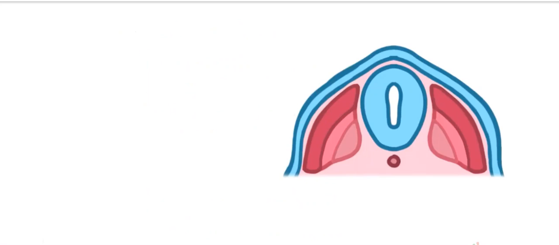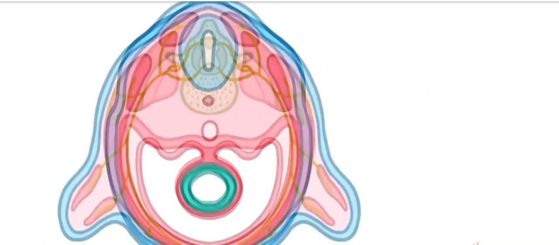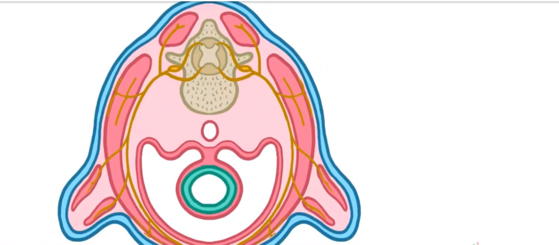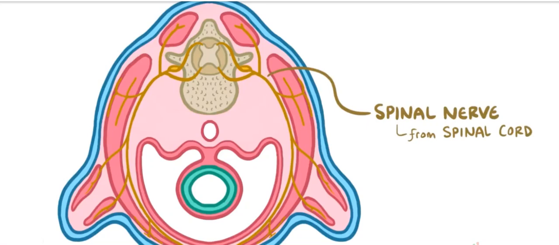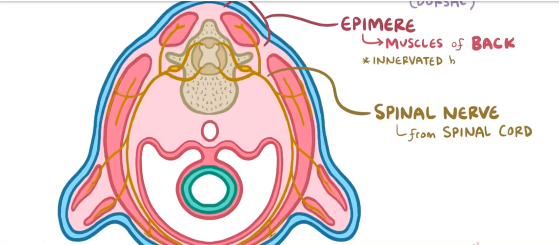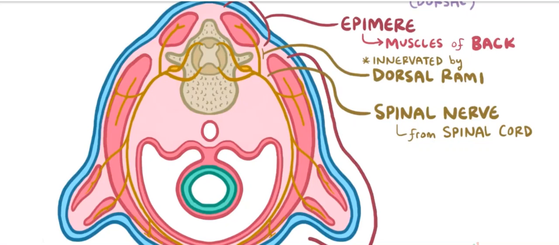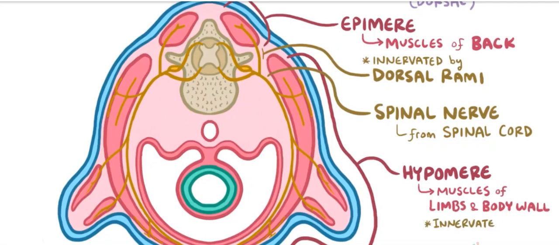Now, fast forwarding a tiny bit, the muscles of the myotome start to develop. And one way to categorize the muscles is according to their innervation. Each myotome develops along with a spinal nerve that emerges from the spinal cord and branches off into a ventral and a dorsal division. This divides the myotome into 2 muscle-forming regions. The first is the epimere, which gives rise to the muscles of the back, and is innervated by the dorsal rami, or back branch of the spinal nerves. The second is the hypomere, which gives rise to the muscles of the limbs and body wall, and is innervated by the ventral rami, or front branch of the corresponding spinal nerve.